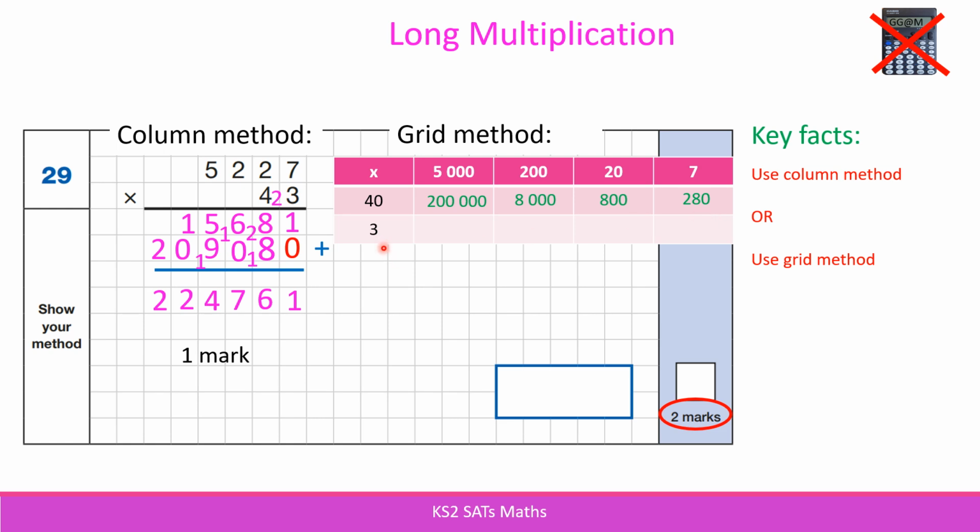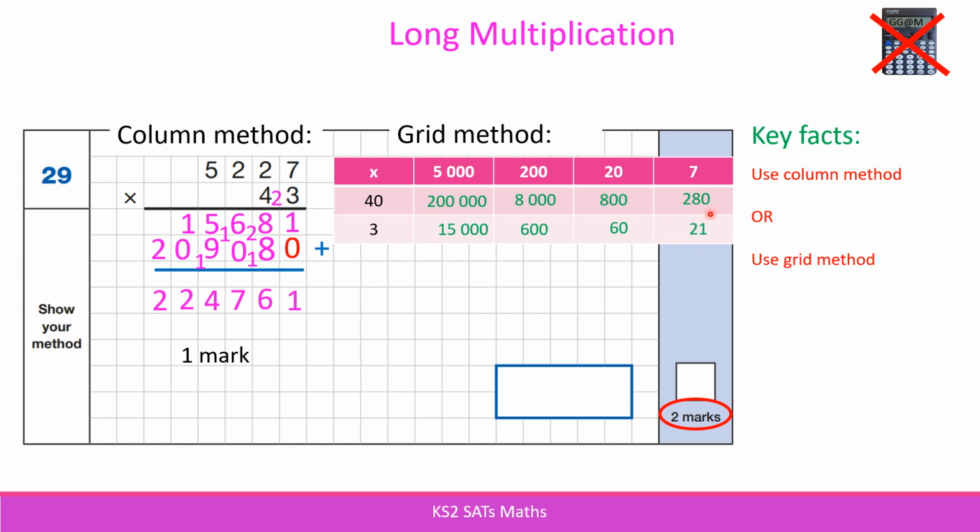Next we're going to multiply the numbers along the top by 3. So 3 times 5,000, 5 times 3 is 15, add on the 3 zeros, gives me 15,000. 3 times 200, 3 times 2 is 6, add on the 2 zeros, 600. 3 times 20, 3 times 2 is 6, add on a 0 is 60. 7 times 3 is 21.